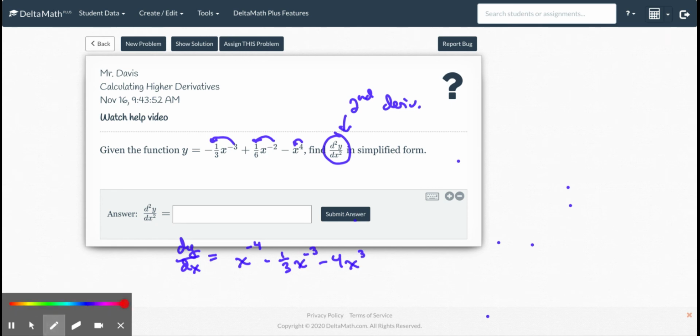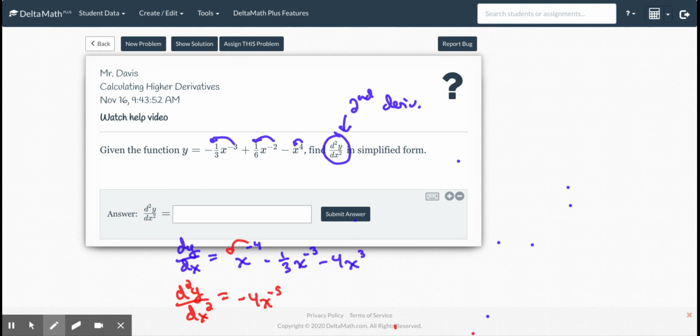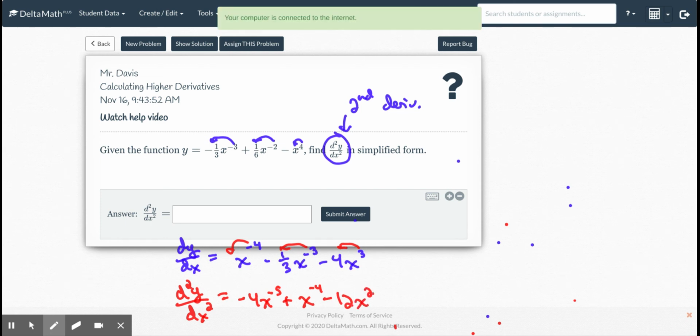Our second derivative, the notation we use here, just like it says up there, is d squared y dx squared. It's kind of, again, a weird notation, but that means the second derivative. So then we just do it again. So bring in the -4x to the -5th power. This multiplies -1/3 times -3 would be +1, so plus 1x to the -4th. And this multiplies 3 times -4 is -12, x squared. And there we go.